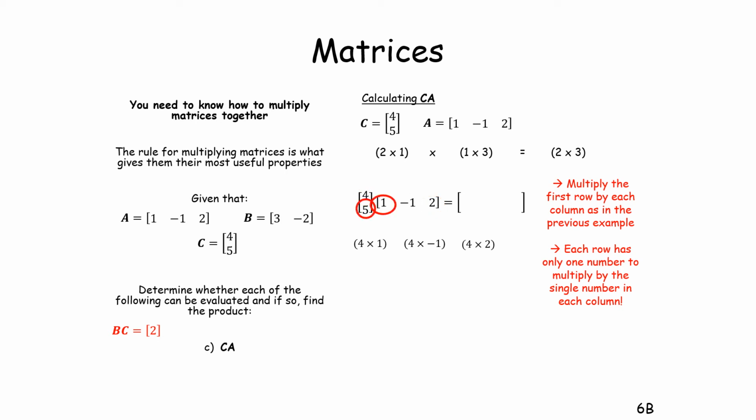And now we go on to 5, the second row. Second row, first column. Second row, second column. Second row, third column. And you work this out, and it gives us the following.